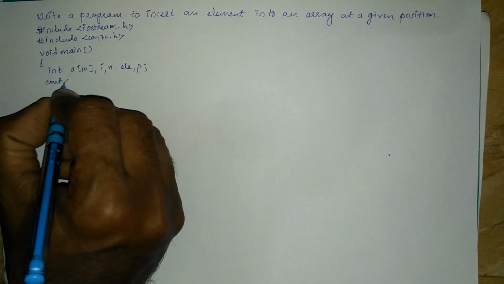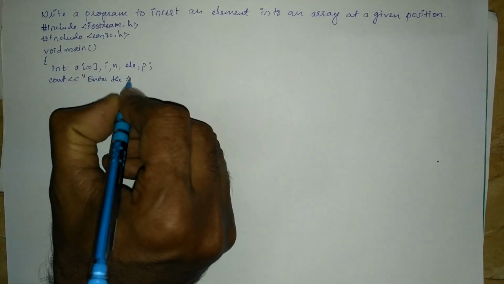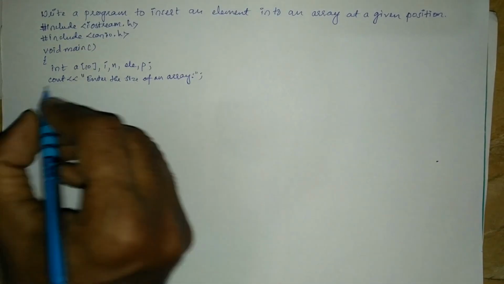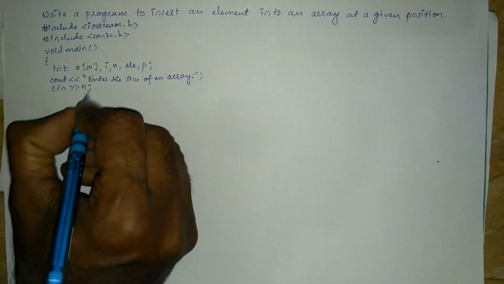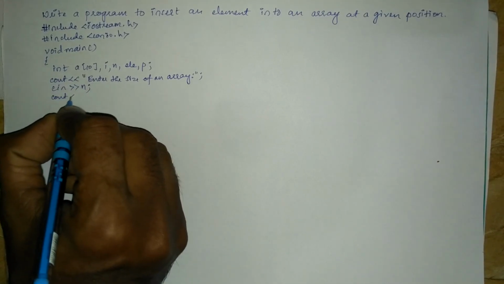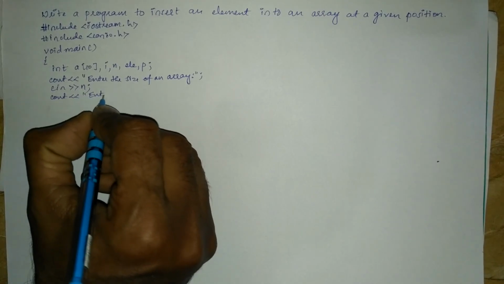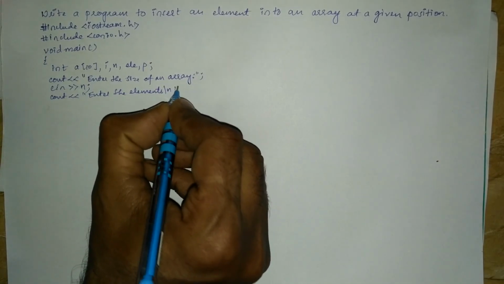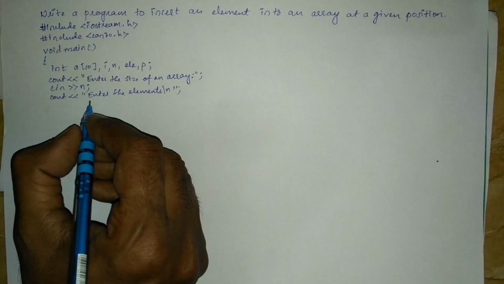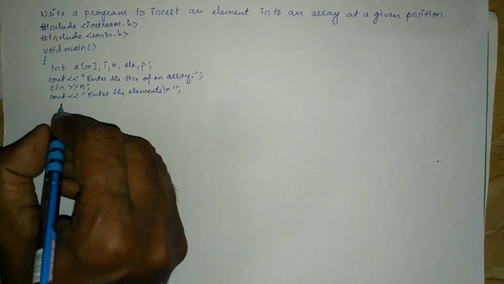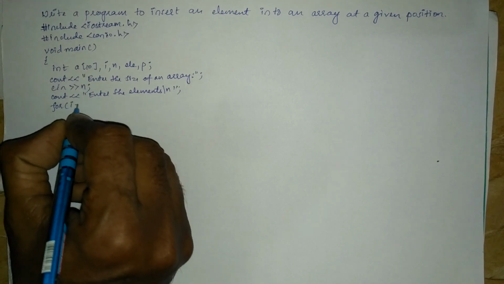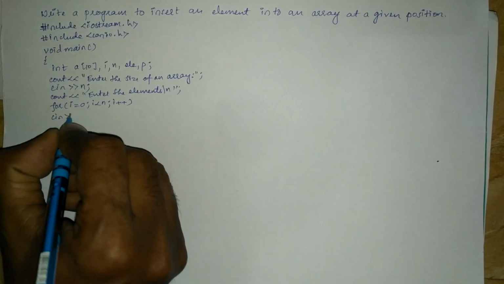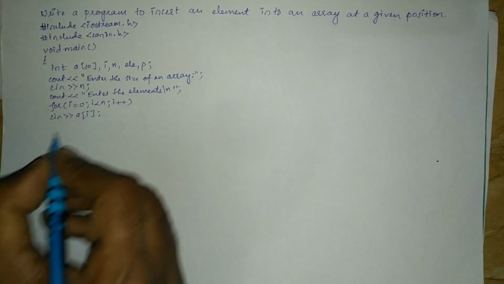Now let us ask the user to enter the size of an array, in double quotation marks. Using cin we'll write n. Now cout will ask the user to enter the elements, so I'll write "enter the elements". Backslash n brings the cursor down to the next line so that we can insert elements one after the other. So let us begin with the for loop. For i is equal to 0, i is less than n, and i plus plus. We'll use cin a[i] and put a semicolon.